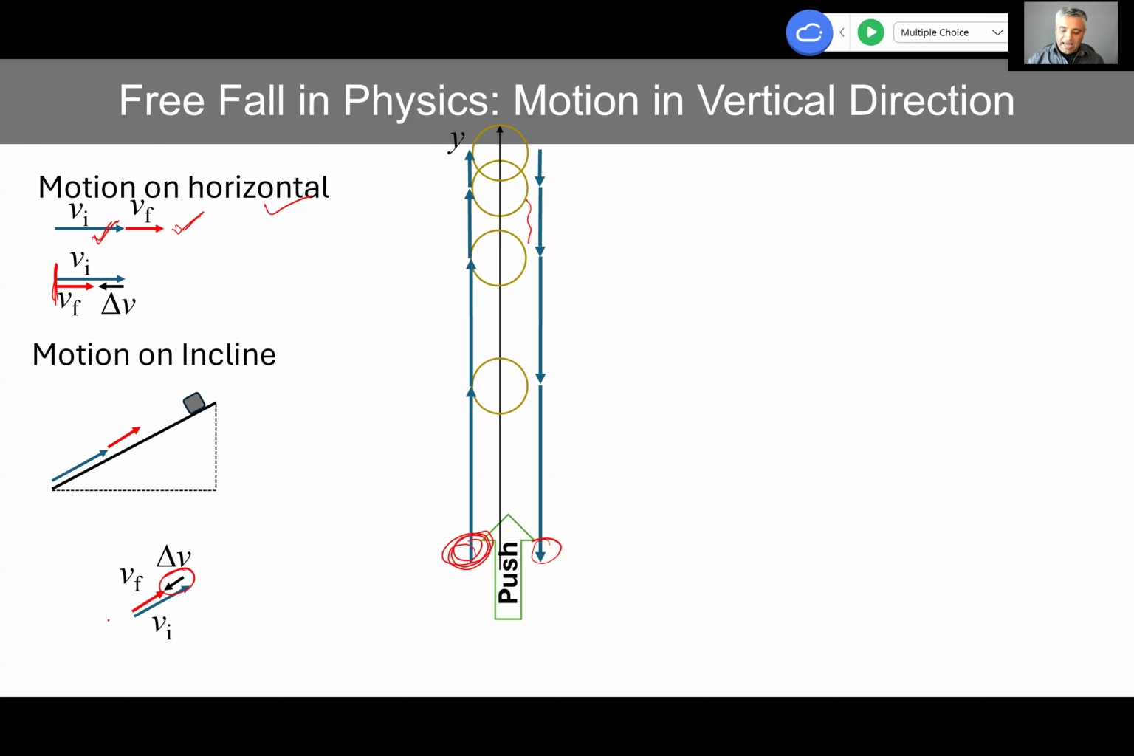And the same thing is happening here as well. Okay, when it is going up, see how this second one, VF, is shorter than VI, just like we had there, right? So what happens? We have this delta V pointing down. And what does the delta V, or change in velocity, mean? This gives us the direction of acceleration, okay?